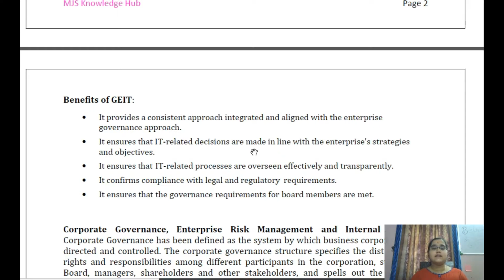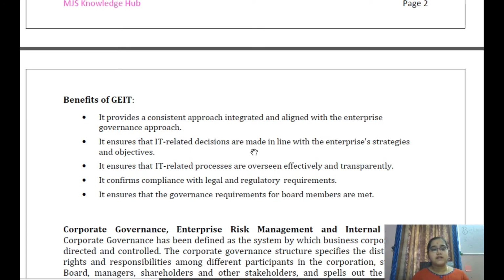Then this ensures that IT related decisions are made in line with the enterprise strategy decisions. By aligning the enterprise approach with the governance of IT approach, we can have the assurance that IT related decisions are in line with the enterprise strategies and objectives. It ensures that IT related processes are overseen effectively and transparently. Means there is some authority which is overseeing the IT related processes. Then it confirms compliance to legal and regulatory requirements. It ensures that the governance requirements for board members are met. So board members need to show in their reports that they are maintaining governance requirements. This will provide comfort to the board of directors that the governance requirements are being met.